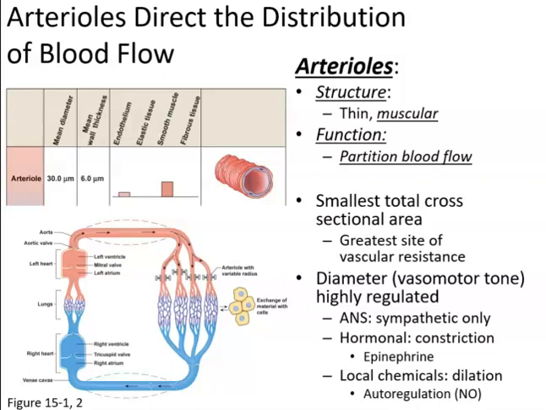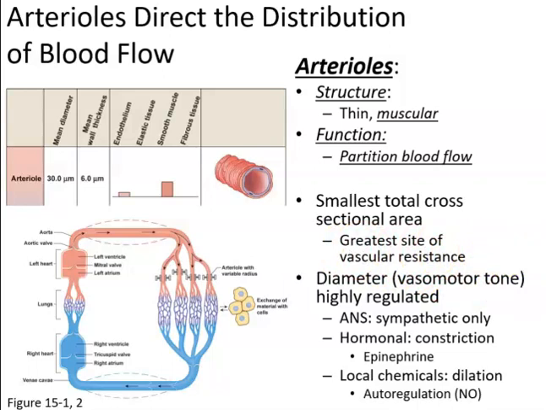This provides the greatest site of vascular resistance. But they don't have the smallest cross-section, and we know that capillaries actually have the smallest cross-section. There is a significant pressure drop before reaching the capillaries, but we know that vascular resistance, eventually we'll learn about how resistance affects flow.